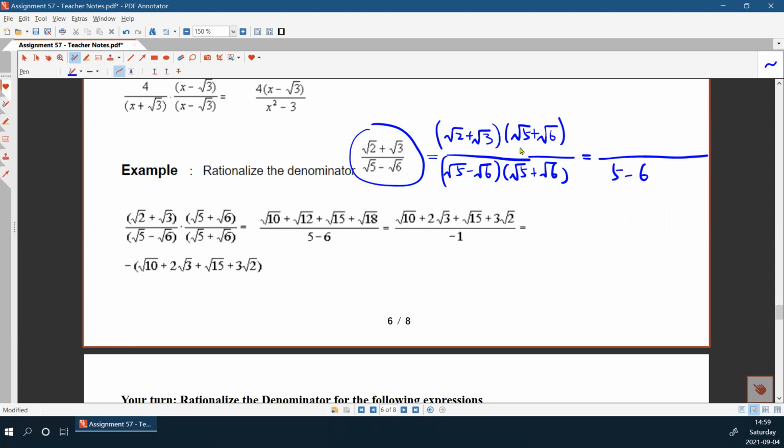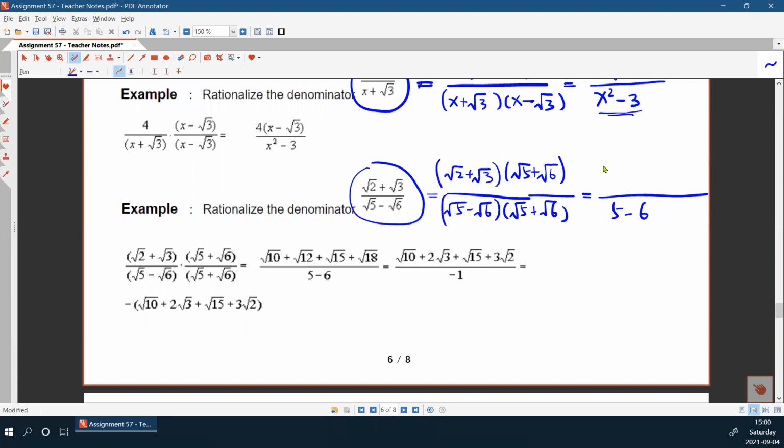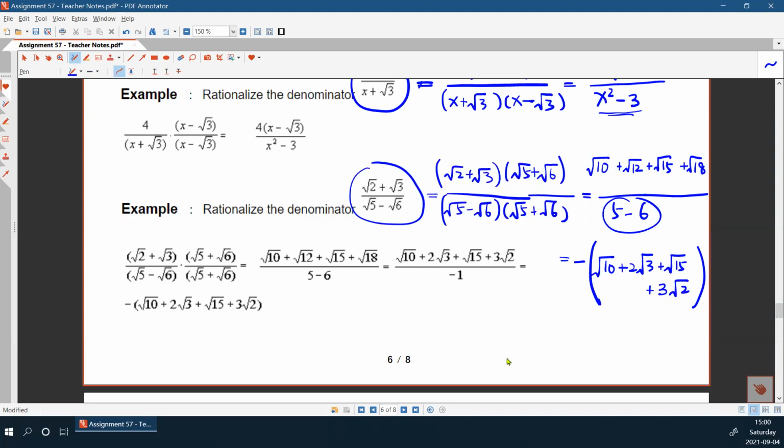minus 6, right? And the numerator, we can just calculate the value by expanding the expression, which is square root of 10 plus square root of 12 plus square root of 15 plus square root of 18, right? And then we can simplify the result. This is -1, so -1 times (square root of 10 plus twice the square root of 3 plus square root of 15 plus 3 times square root of 2), right?